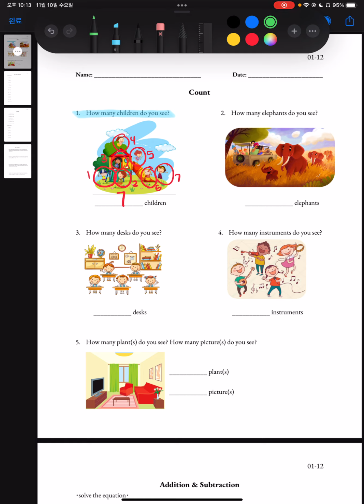Now let's do number 3. How many desks do you see? And count the amount of desks. 1, 2, 3, 4, 5. We see 5 desks. Now let's move on to the next page.